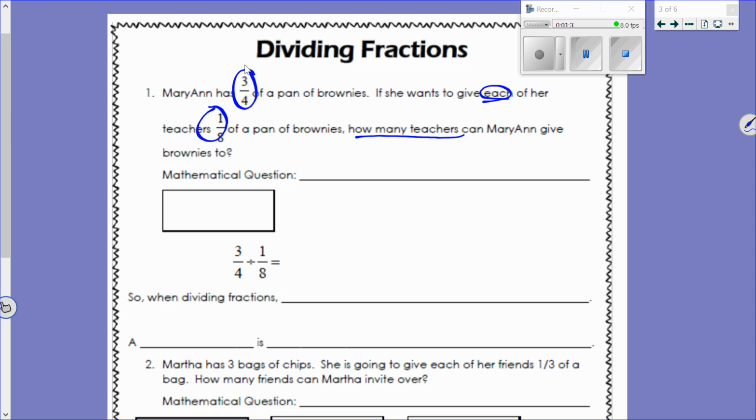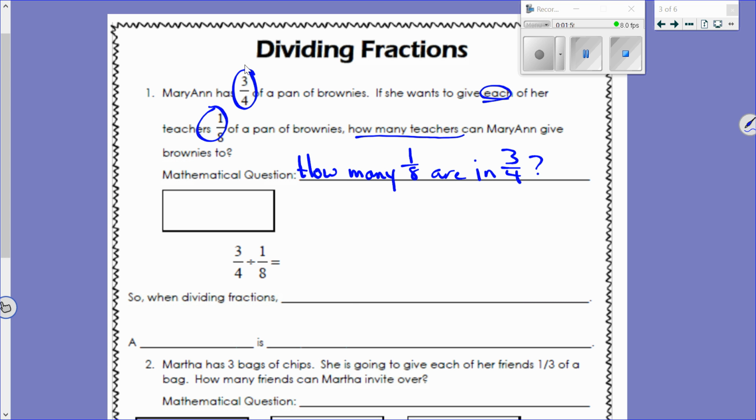Devin? 1/8 of the 3/4. Okay, so what I really want to know is how many 1/8s are in 3/4. Does that make sense? That's really what our question is on this. Okay. So, I'm glad you did it, but let's look at it. We'll do our model first to see it.